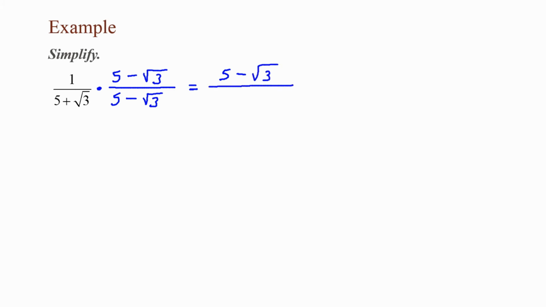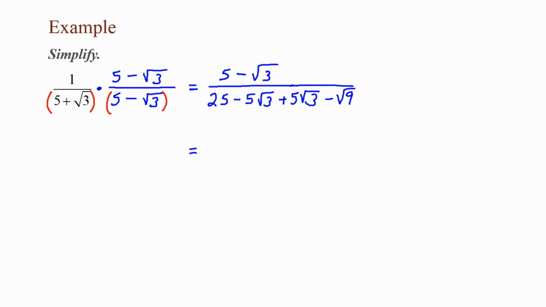Normally we'll shortcut to the result, but since it's the first one, I want to use the FOIL method to multiply this out. So I have 5 plus the square root of 3 times 5 minus the square root of 3. First, 5 times 5 gives me 25. Outside, 5 times minus the square root of 3 is minus 5 square root of 3. Inside, positive square root of 3 times 5 is positive 5 square root of 3. And last, positive square root of 3 times negative square root of 3 is negative square root of 9.